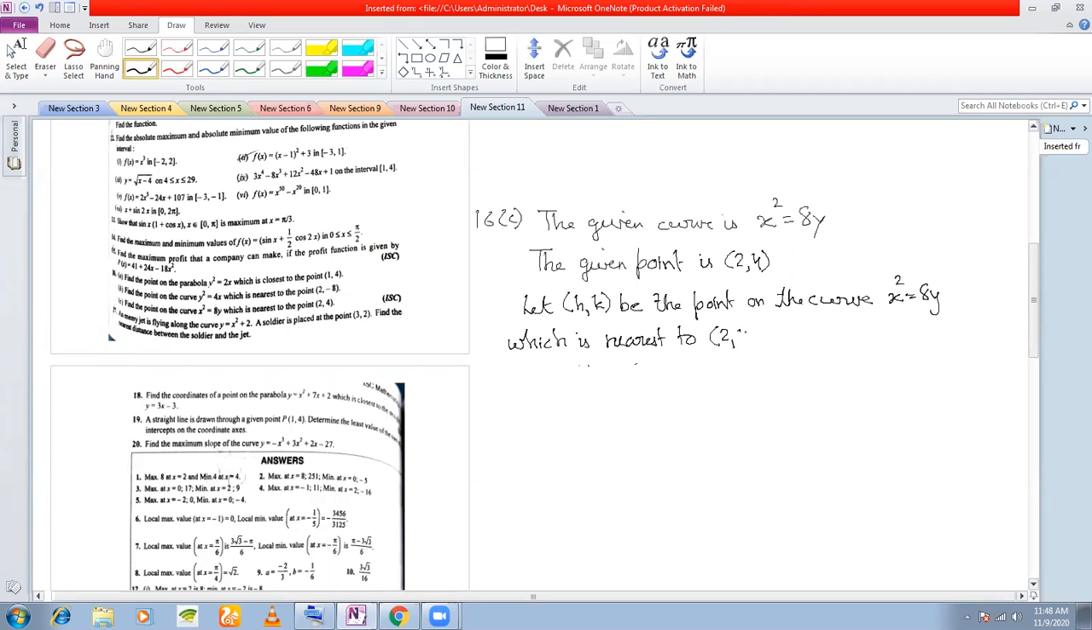(2, 4). Okay, suppose this is your given curve. The curve looks something like this. Okay, and this is your origin, and (2, 4) is your point this way. You need to find a point on the curve which is nearest to this point. You understood the question?